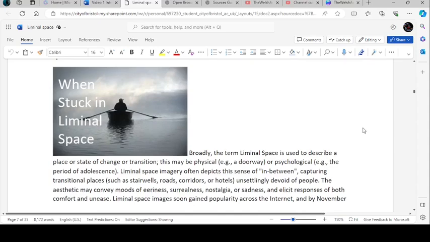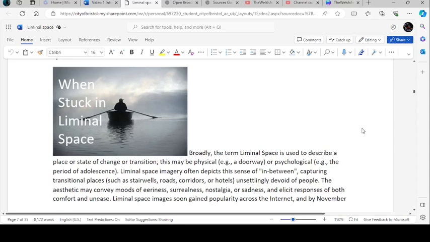Broadly, the term liminal space is used to describe a place or state of change or transition. This may be physical, for example a doorway, or psychological, for example the period of adolescence. Liminal space imagery often depicts this sense of in-between, capturing transitional places such as stairways, roads, corridors or hotels, unsettlingly devoid of people. The aesthetic may convey moods of eeriness, surrealness, nostalgia or sadness, and a response of both comfort and unease.